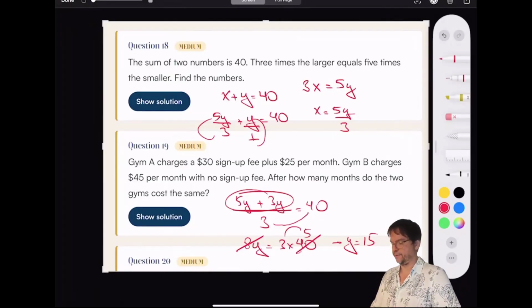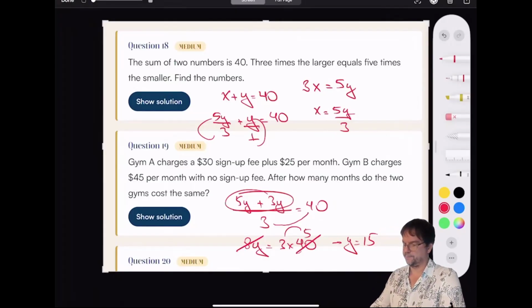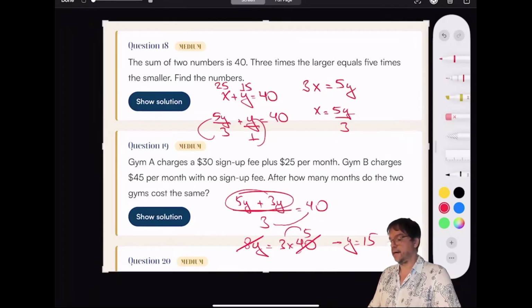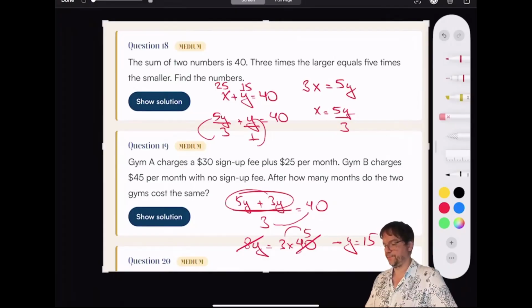So I have y is 15. So x is 40 minus 15. That is 25. These are the numbers. Okay? I have another way to do that.